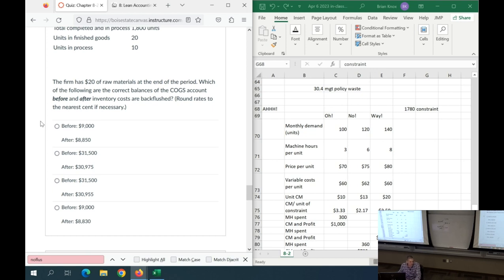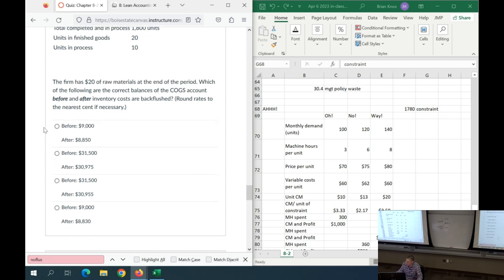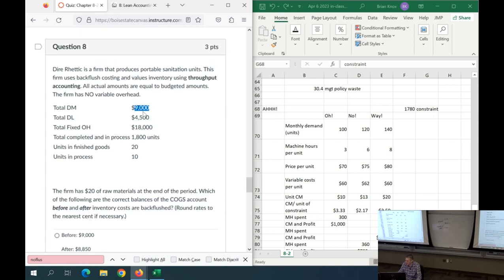It looks like I was wrong. The debate is not about direct labor. The debate is, do we include everything? Because look at these four numbers. It's either 9,000, which is A and D, or 31,500, which is B and C. I think I only get 31,500 if I add in all three of these together: 9,000, 4,500, and 18,000.